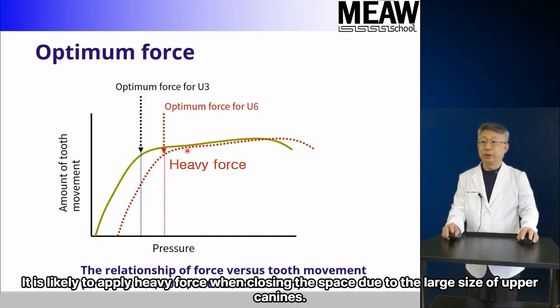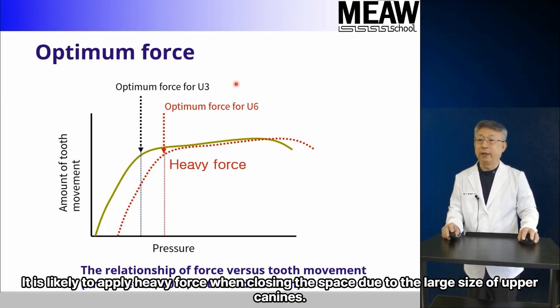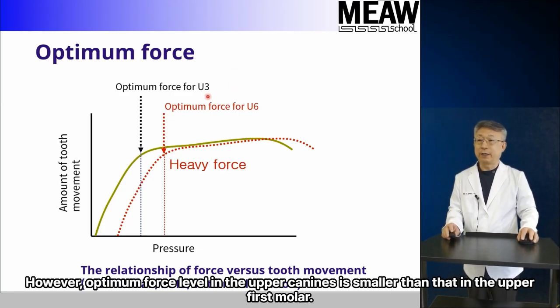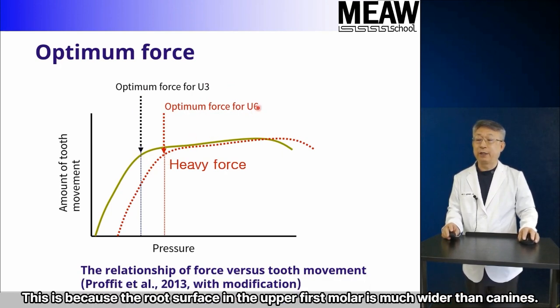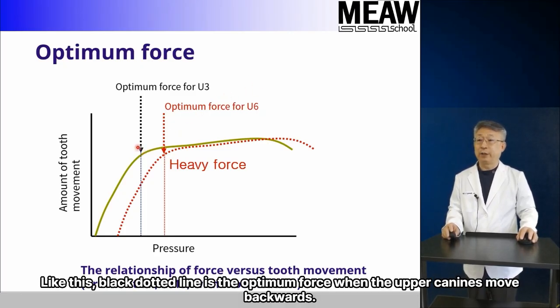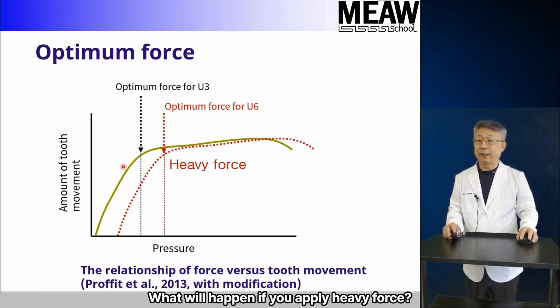It is likely to apply heavy force when closing the space due to the large size of upper canines. However, the optimum force level in the upper canines is smaller than that in the upper first molar. This is because the root surface in the upper first molar is much wider than canines. Like this, the black dotted line is the optimum force when the upper canines move backwards. What will happen if you apply heavy force?